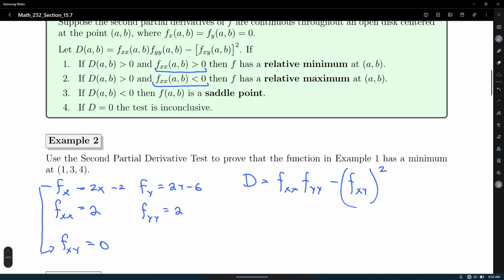f xx equals 2, times 2, minus 0 squared. That equals 4. Now, is 4 positive or negative?